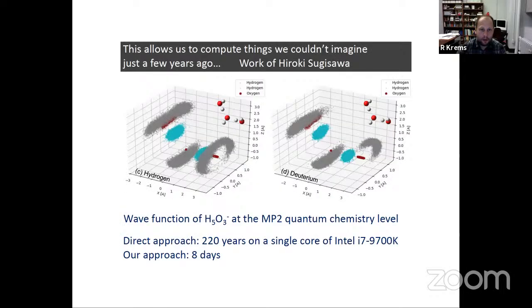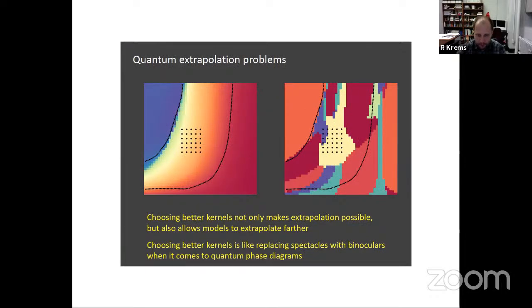I have a question. Yes. Is there any physical reason why this extrapolation works? A physical reason for extrapolating from one phase to another without any knowledge of that phase?